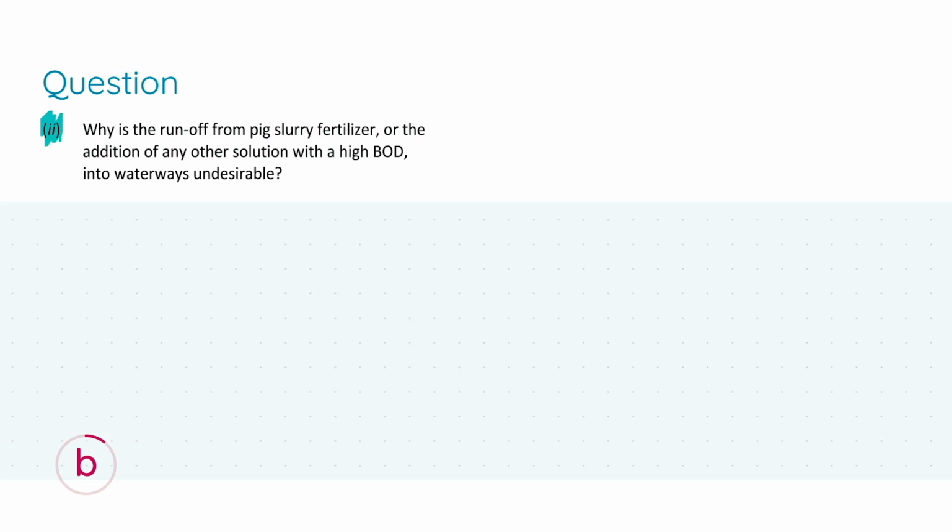In part 2 here you're asked, why is the runoff from pig slurry fertilizer, or the addition of any other solution with a high BOD, into waterways undesirable? Yet again, this is a theory question and a fairly straightforward theory answer, but as always, I'm going to hope to give you a little bit more insight into the reasoning behind it.